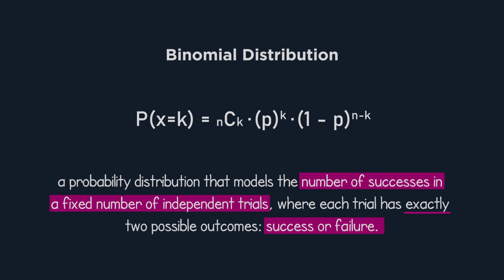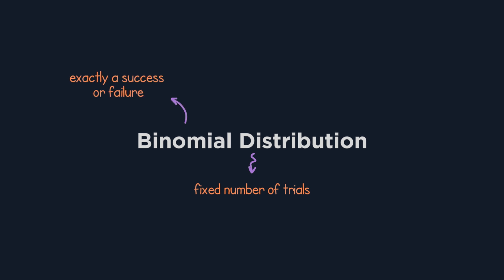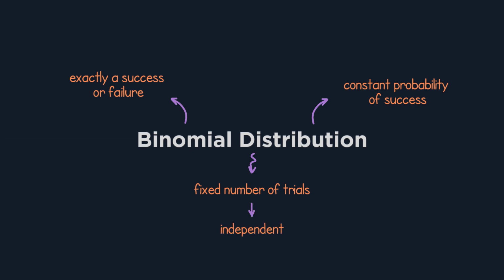Now, for the binomial distribution to apply, there are a few important conditions. First, you need to have a fixed number of trials, like flipping that coin 10 times. Each trial should result in either a success or a failure, with no other options in between. Also, the probability of success needs to be the same for each trial. And finally, each trial must be independent, meaning the outcome of one flip doesn't affect the others.